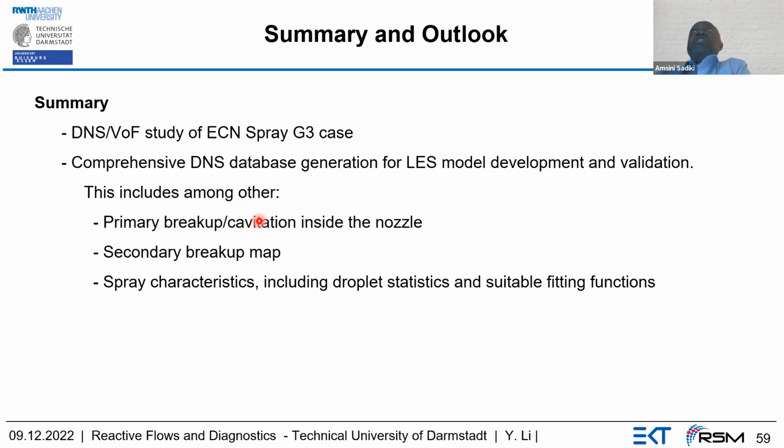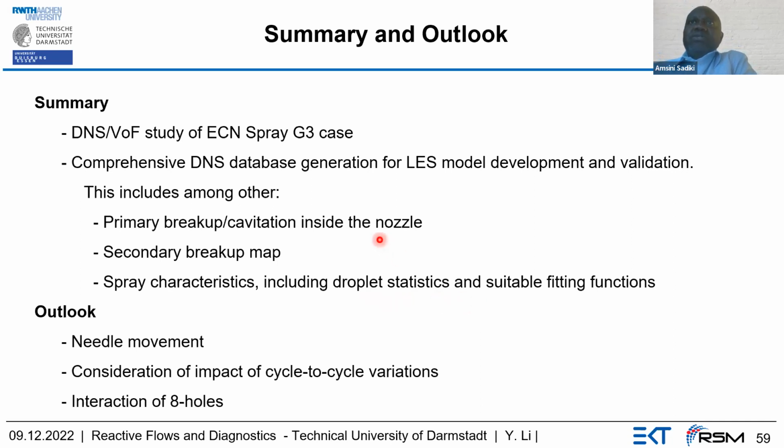We use the model by Schneider, Scheer and Sauer, and we have also generated the secondary breakup map, and for the primary breakup we have introduced this kind of sphericity and the spray. Then we are in this domain with this sphericity between the primary breakup and secondary breakup. At the end of the secondary breakup it should provide a sphericity equal to 1, but we didn't obtain it at the moment because we are very close to the nozzle, and we could produce comprehensive data to characterize the spray, including droplet statistics and also suitable fitting functions.